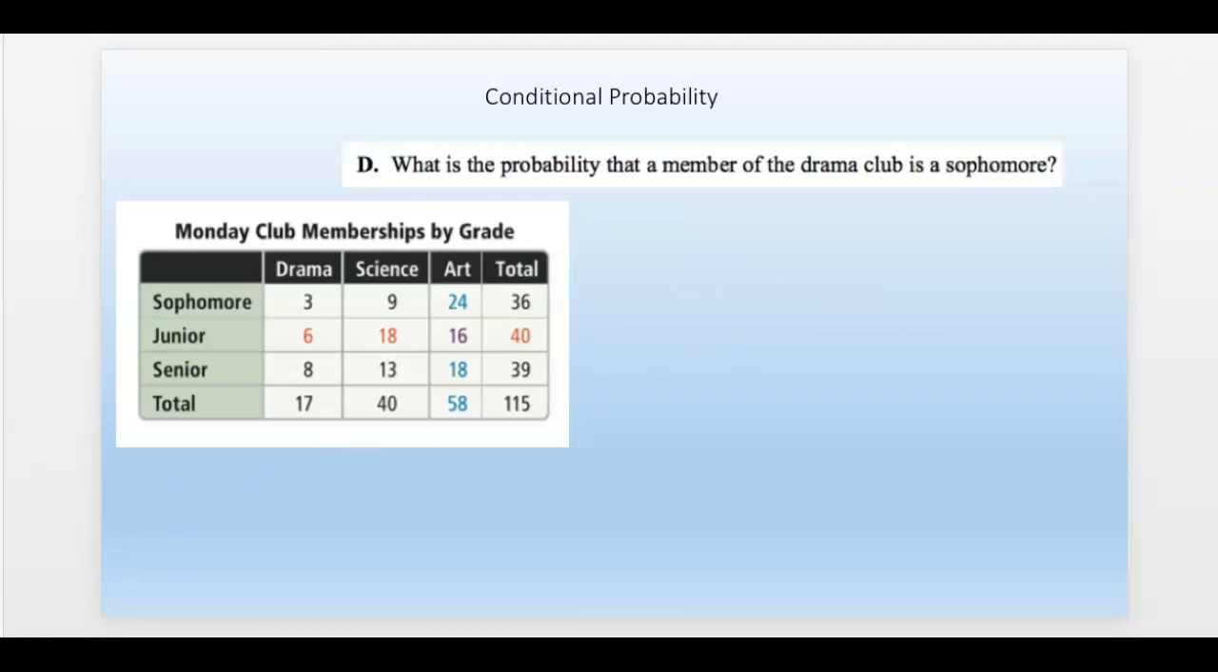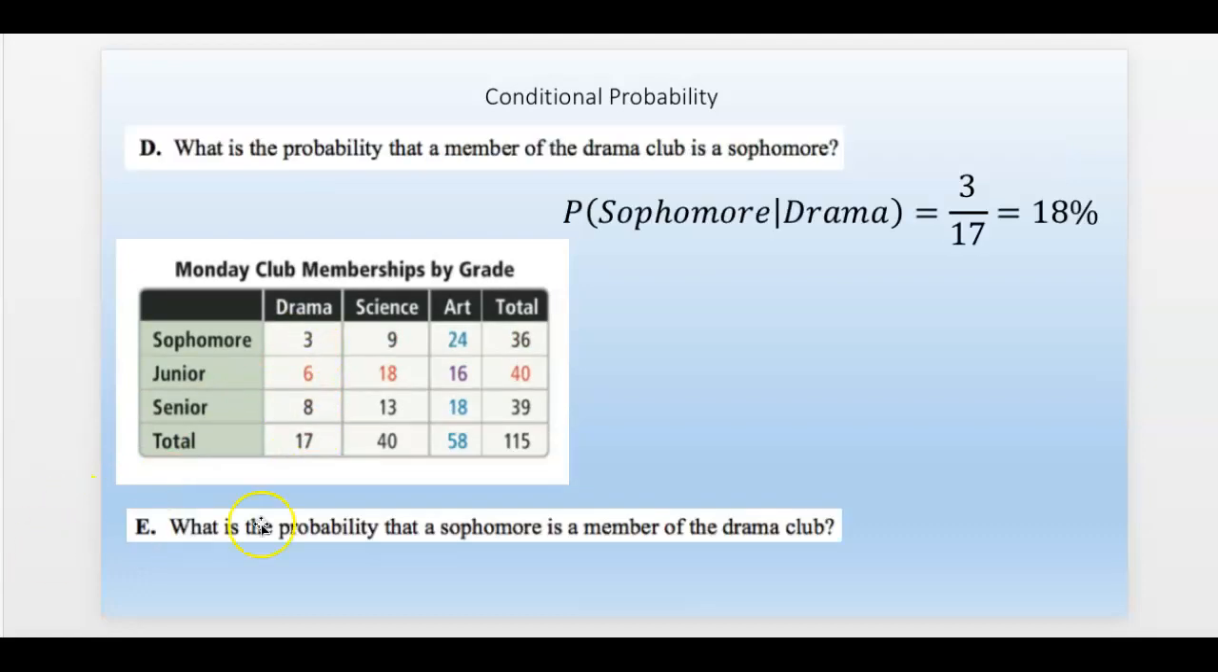All right, another example. What's the probability that a member of the drama club is a sophomore? All right, that's conditional. We are limiting the original sample size to only members of the drama club. So the drama club is here, that's 17 on the bottom. All right, of those 17, how many are sophomores? 3 of them. So we end up with 3 over 17, okay?